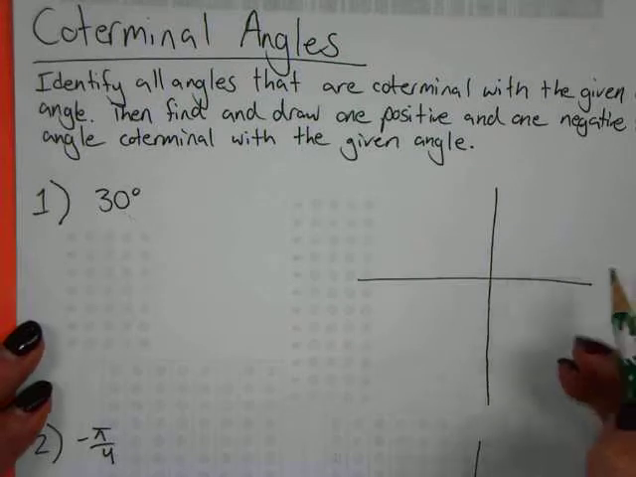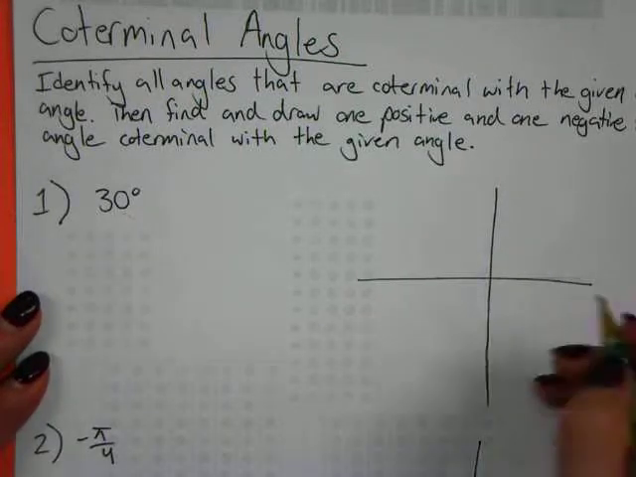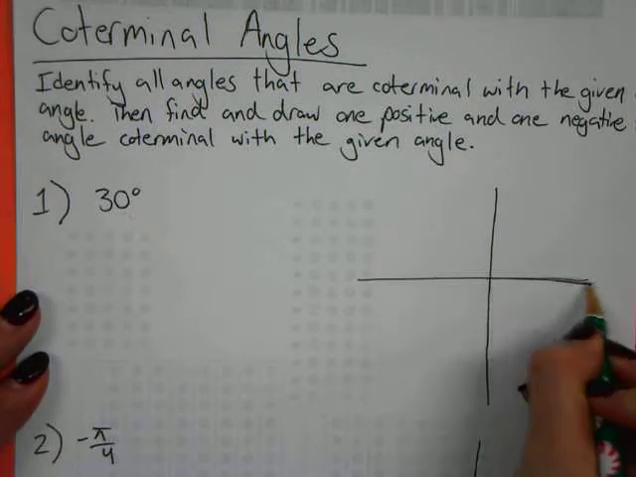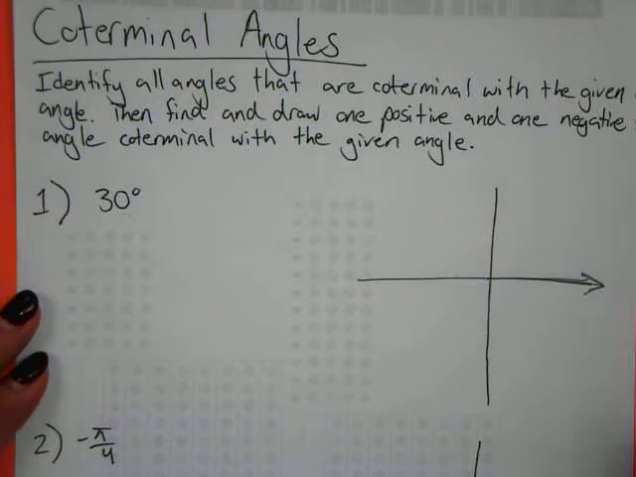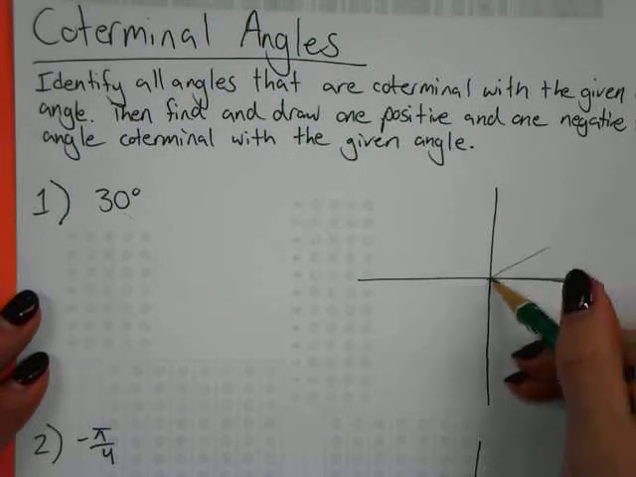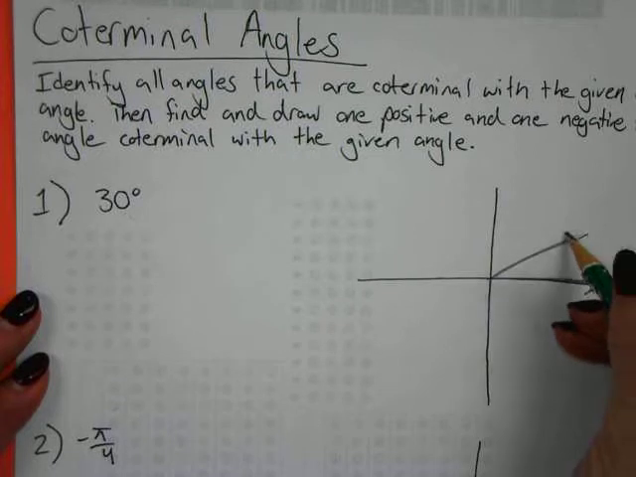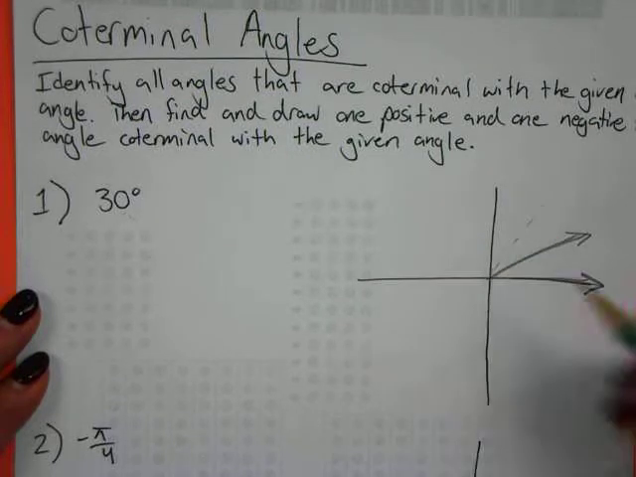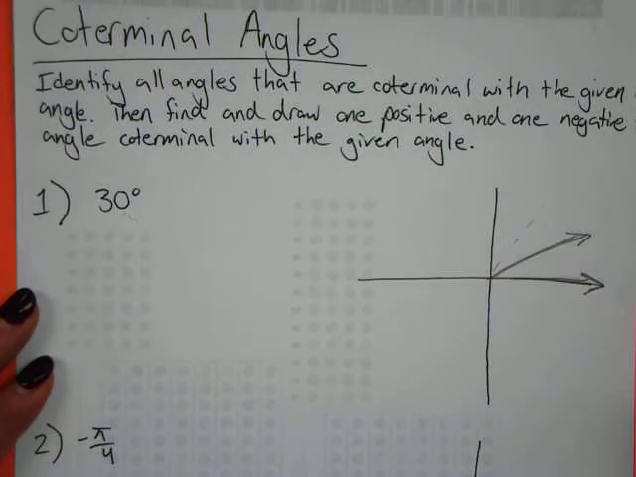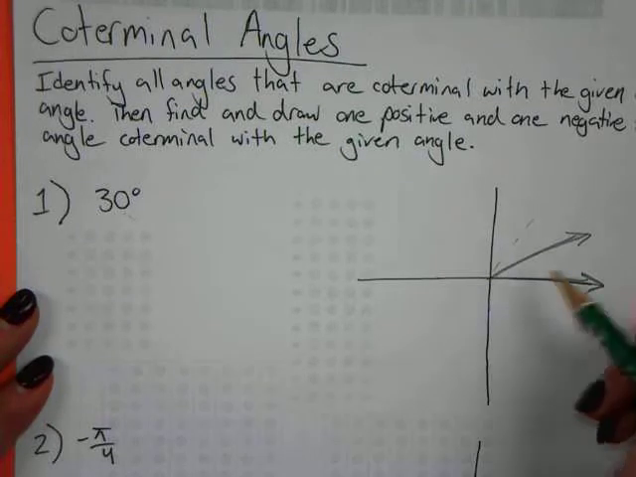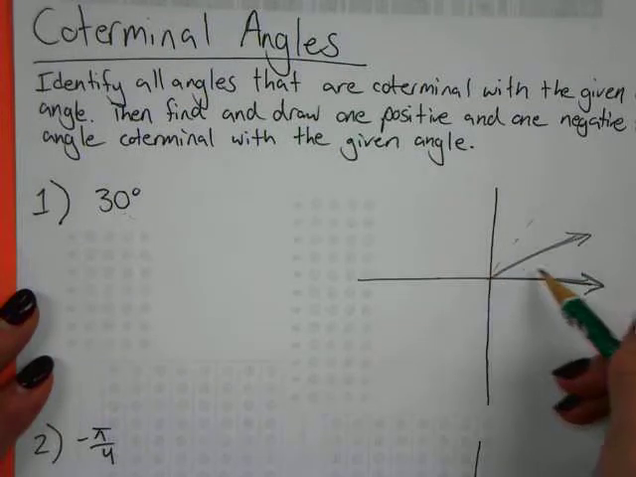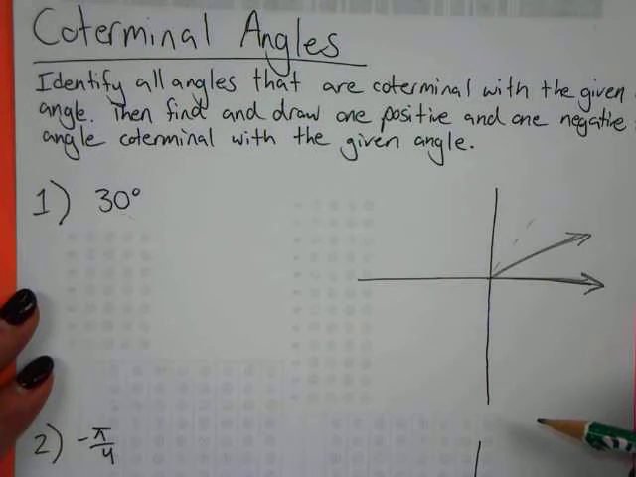Anytime I have an angle, like here 30 degrees, I could draw it if I start here with my initial side. A sketch of 30 degrees would be roughly about a third of this 90-degree piece right here. Okay. So a coterminal angle with 30 degrees would have this same initial side and this same terminal side, but it would have a different measure.